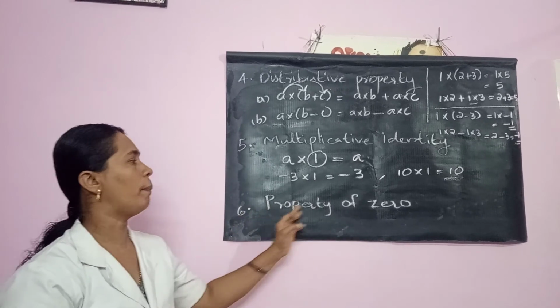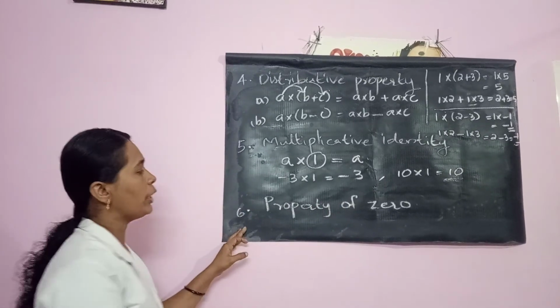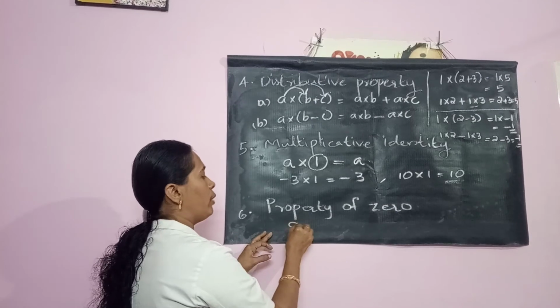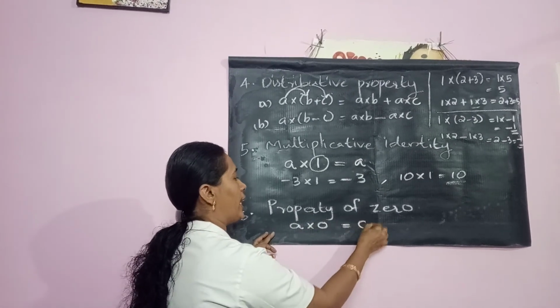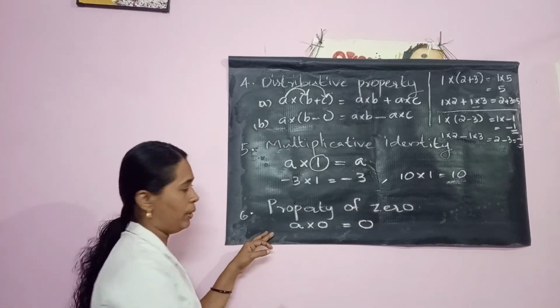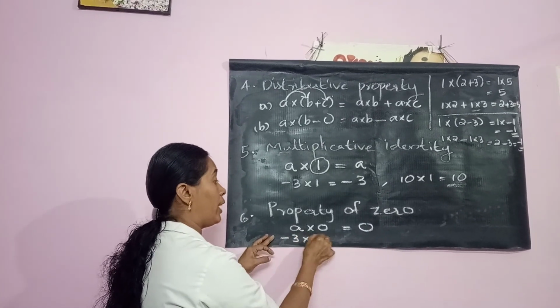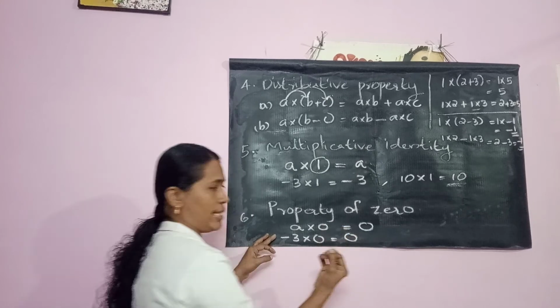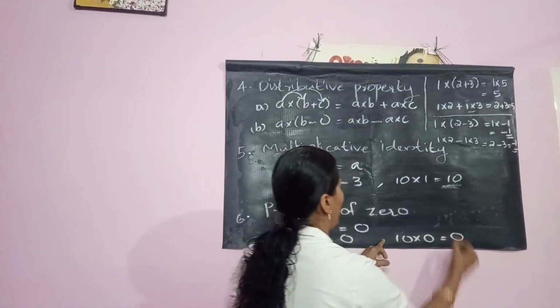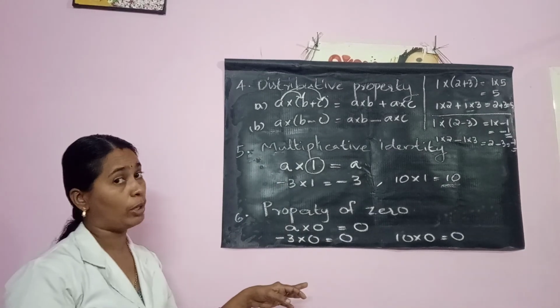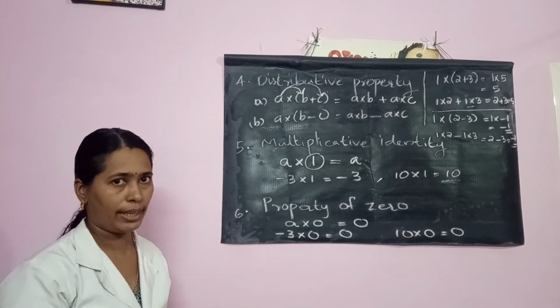Last property, property of 0. Property of 0 says that if you take any integer A, multiply it by 0, our answer is 0 itself. For example, negative 3 into 0 is 0 itself and 10 into 0 is 0 itself. Don't give any sign for 0 because 0 has no sign. It's enough.